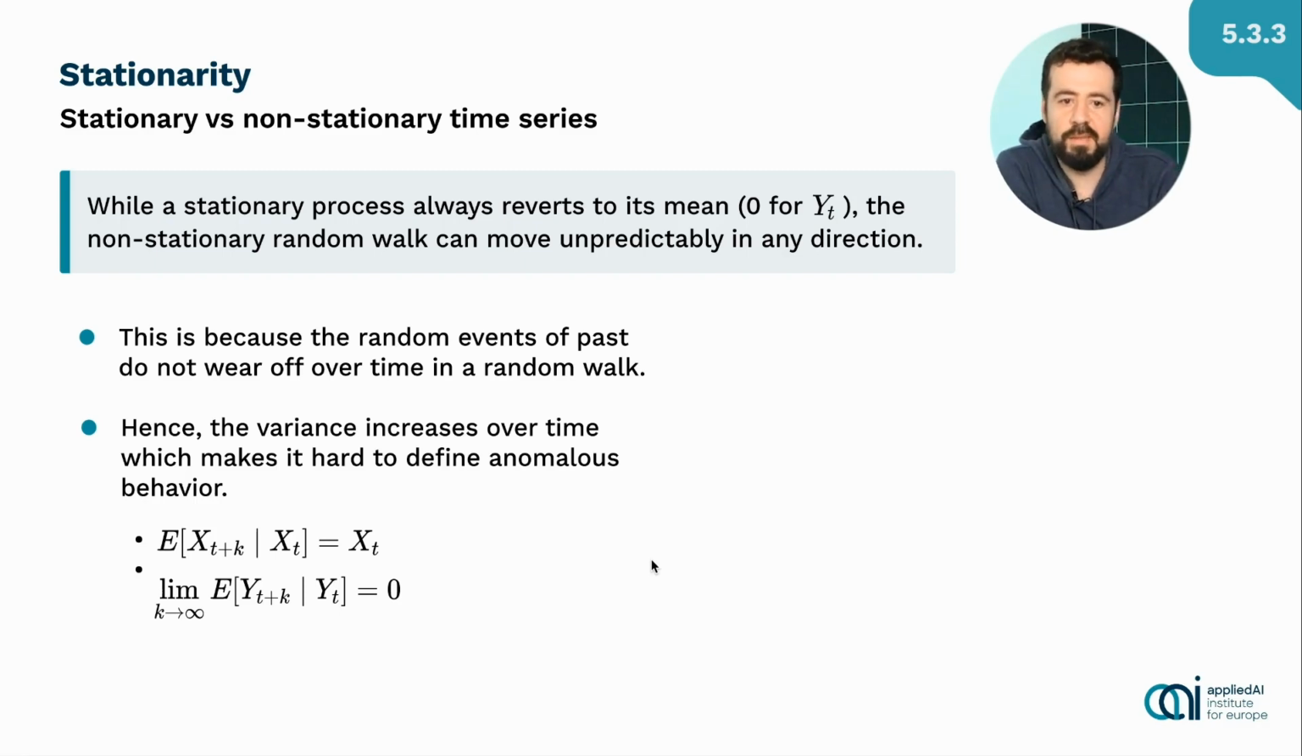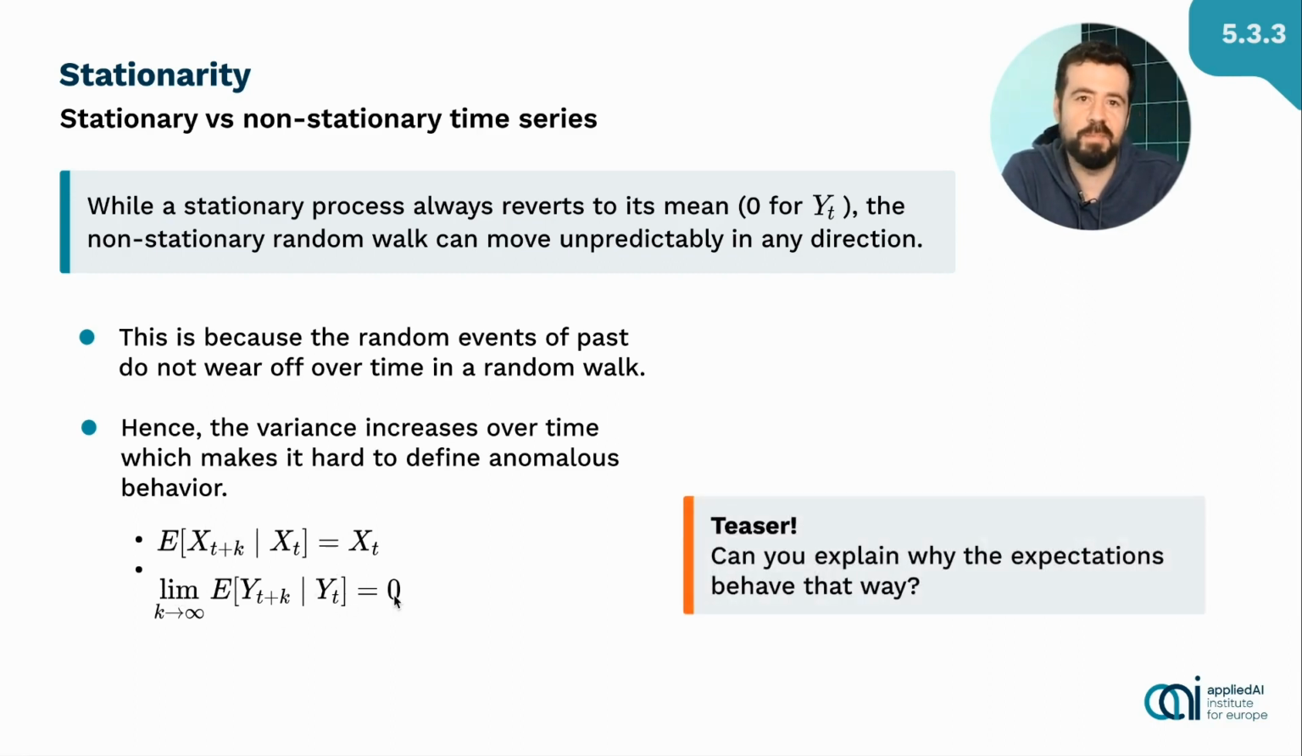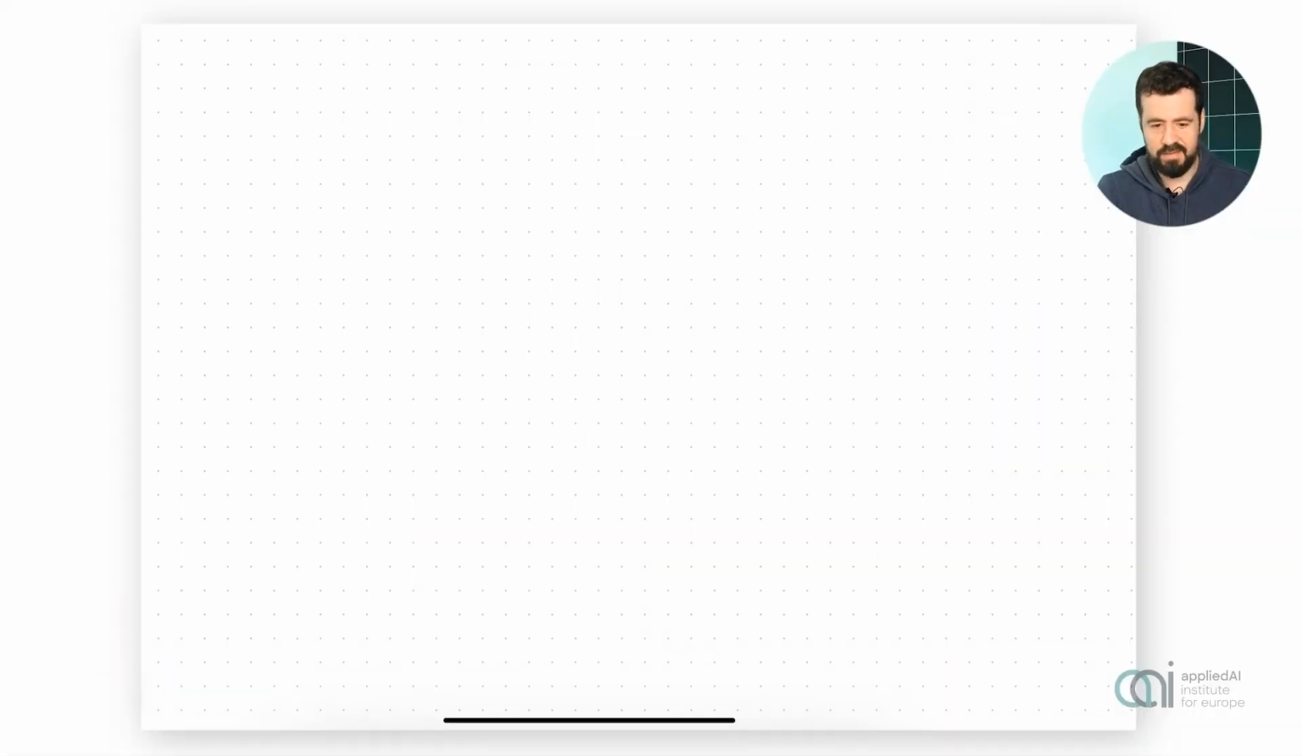We can also see that if we take a look at the conditional expectations. Namely, if we look at the random walk, then we can see that once we observe the value x_t, the expectation of all the values in the future will move to this value x_t. While for a stationary process, the further we go away from the observed value, the closer we get to the original mean. So, teaser for you, can you explain why these two time series behave in this way? Okay, then let's try and see why this is the case.